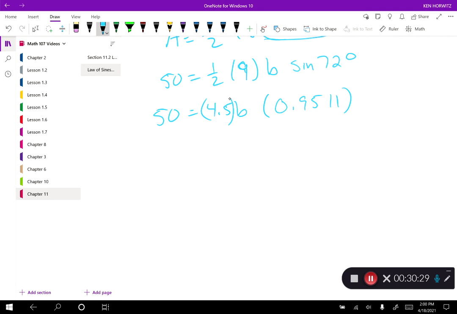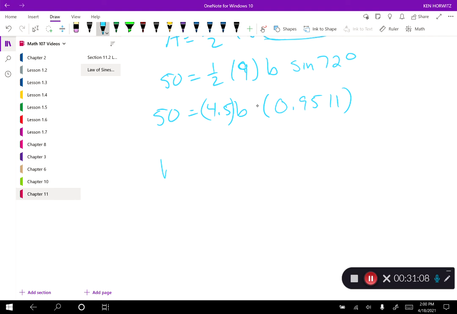All right. So why don't you do me the favor of finishing this up for me? Again, it's just multiplying those two together, and dividing 50 by that number. And let's see what we get. Round to the tenths, right? Find to the nearest tenth is what the problem said. All right, hopefully you pause the video. If not, pause it now.